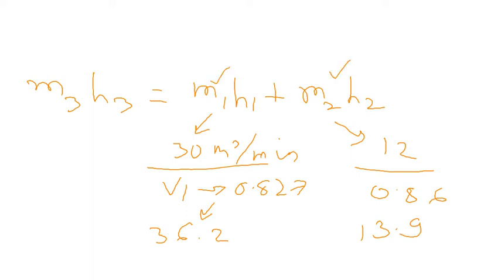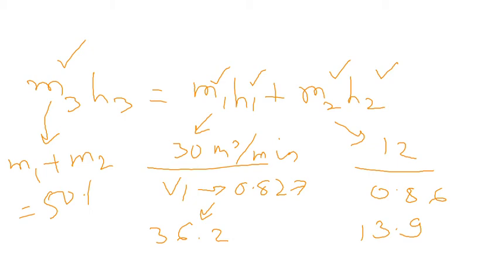And how do you calculate H1 and H2? Directly from the psychrometric chart, right? And then how to find M3? M3 is obviously by the mass balance. M3 is equal to M1 plus M2, and that would be around 50.1. Okay, so this is known.